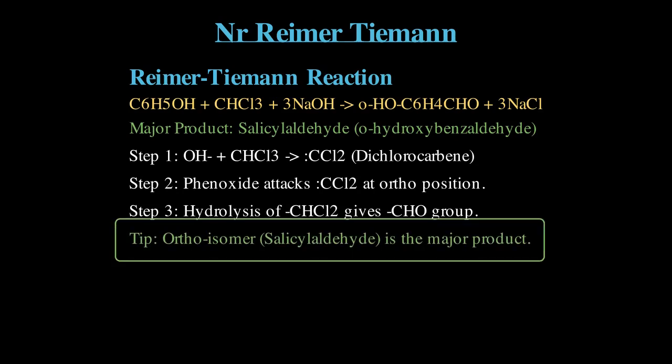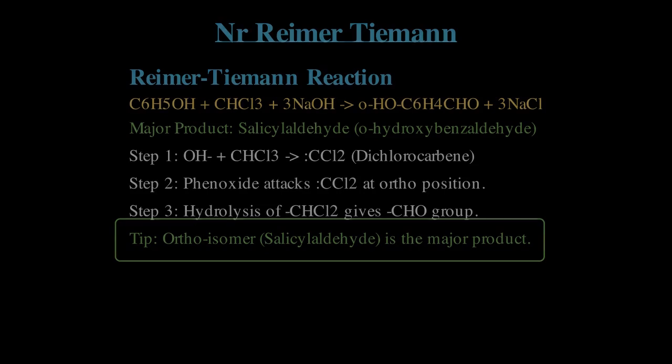Now for the exam tip. Remember that salicylaldehyde, the ortho isomer, is always the major product in this reaction. The para-isomer is formed, but only in minor amounts. Our final reaction is the Kolbe-Schmitt reaction, also known as Kolbe's reaction. This is a vital industrial process involving phenols. Here we add a carboxyl group to the ring.